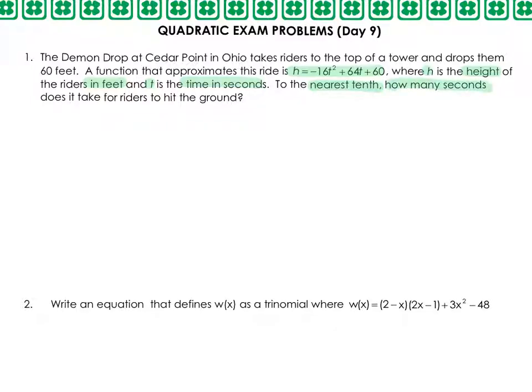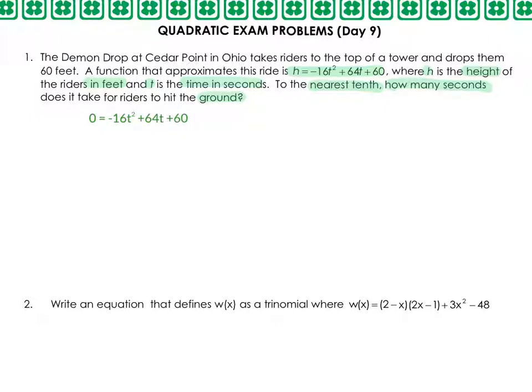So that means I don't know the t value. If I don't know the t value, they must have given me the height. So, does it take for them to hit the ground? I'm sure they're talking about the ground of the tracks. So that's going to be a height of 0. So I'm going to put 0 in place of the h, the height. That's probably the most difficult part about these questions, just knowing how to set them up.